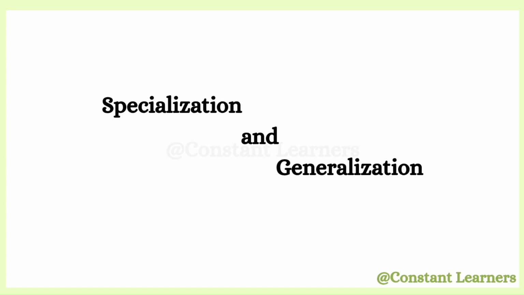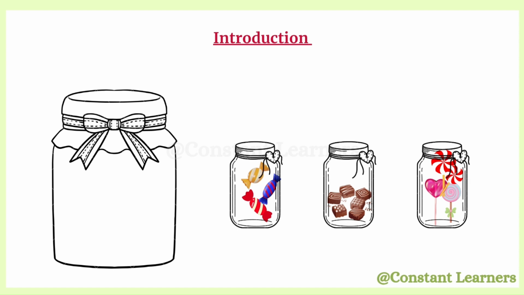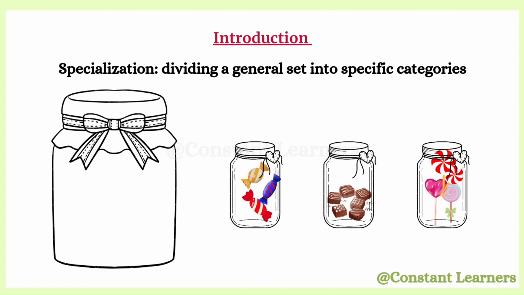Imagine you open a cabinet and find this massive box of assorted candies, chocolates, lollipops and toffees all jumbled up together. Now, when you're craving specifically chocolate, you have to dig through everything to find what you want. Frustrating, right? Now, what if you reorganized them? Taking that big box and separating the candies into specialized containers. That's specialization. Dividing a general set into specific categories.